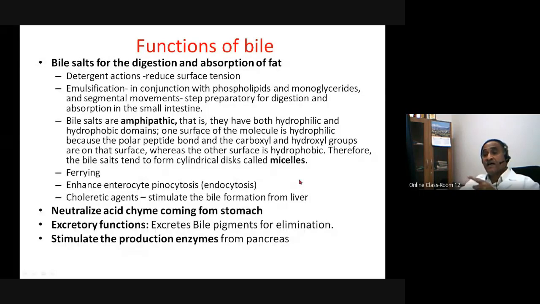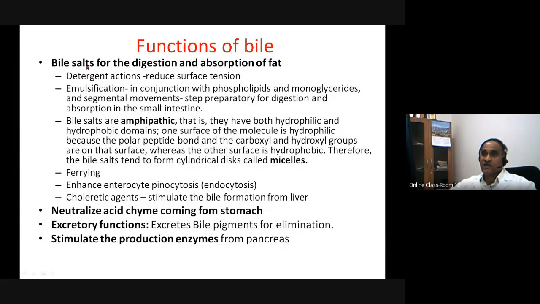They enter the portal system, and then they are in the portal vein, and they reach the liver, and then they will stimulate the liver cells to secrete bile. So that means they are recycled. So that is the choleretic action. That is the recycling action of the bile salts. So that means not all the bile salts which are secreted or excreted in the gastrointestinal system, nearly 90% are recycled. Only 10% will be excreted.